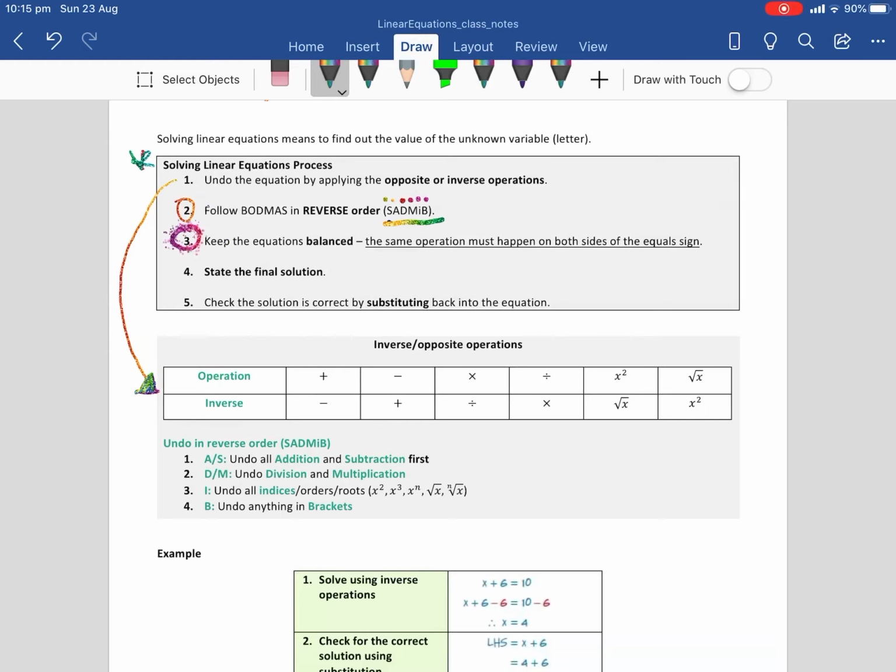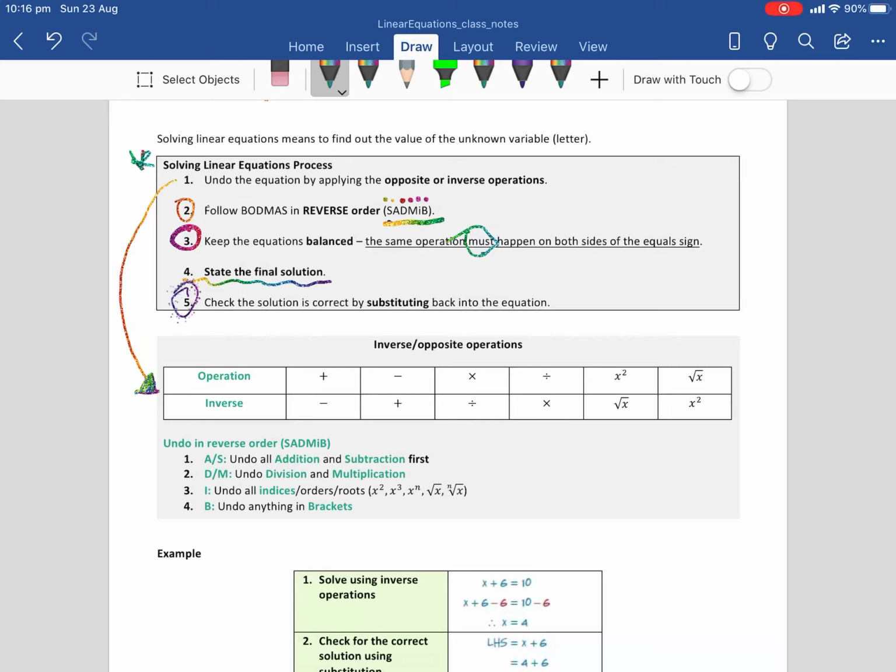Number 3, keep the equations balanced. So the same operation must happen on both sides of the equal sign. So whatever you do to one side, you have to do to the other side. Number 4, you need to state the solution. So what did you find to be your variable? So what does x equal? What does s equal? Depends on your equation.